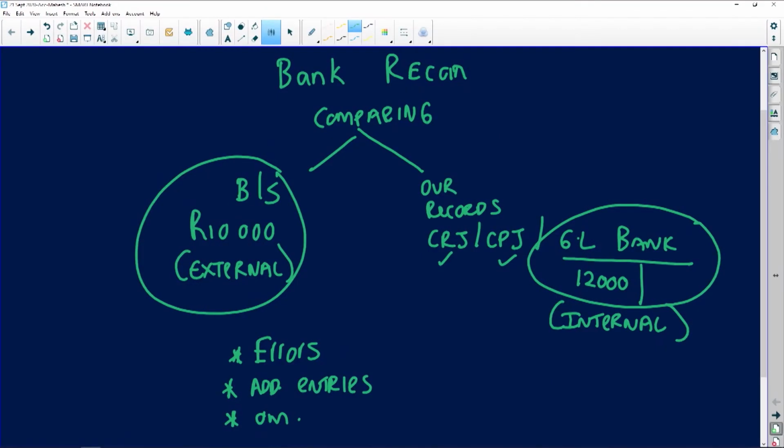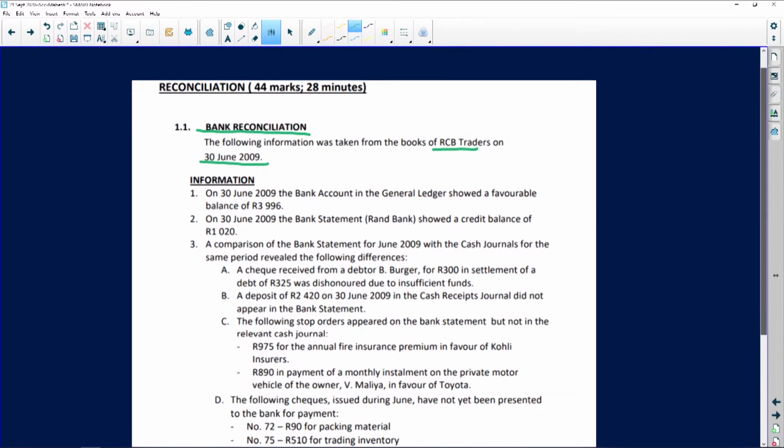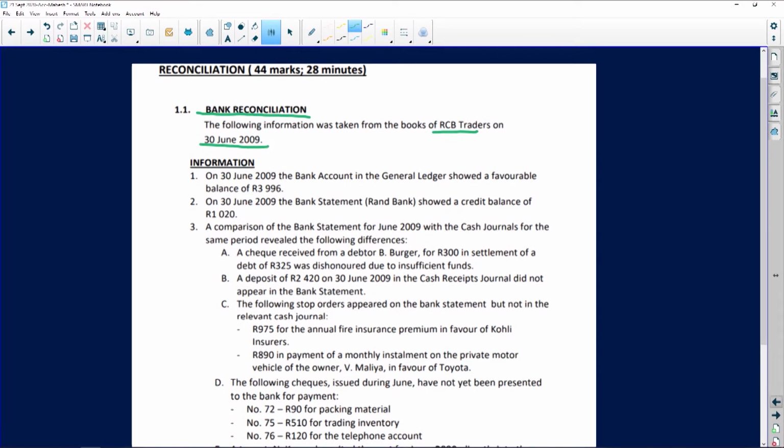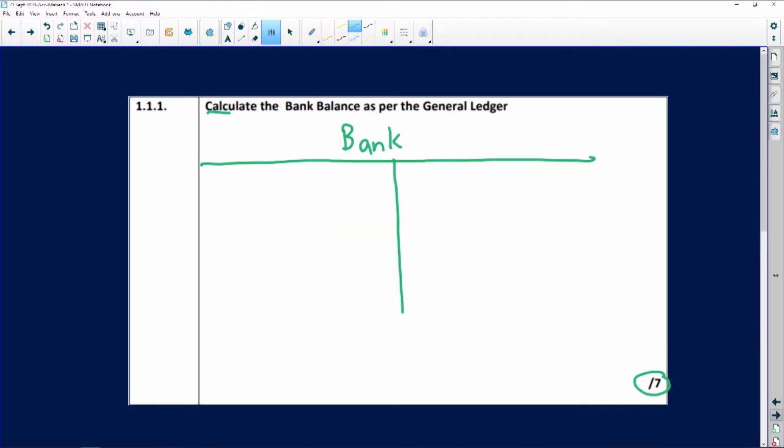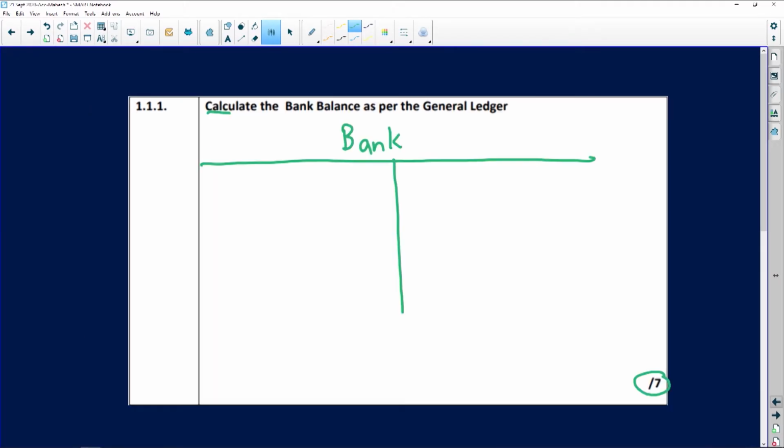Okay, right, so now that that's out of the way, let's go back to RCB Traders and begin with this bank reconciliation. We're going to look at the information given, and remember, we are either entering this information in our bank general ledger or we are making a note in our bank reconciliation statement.